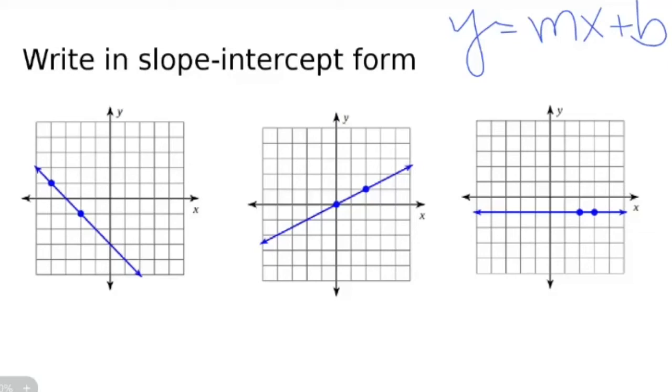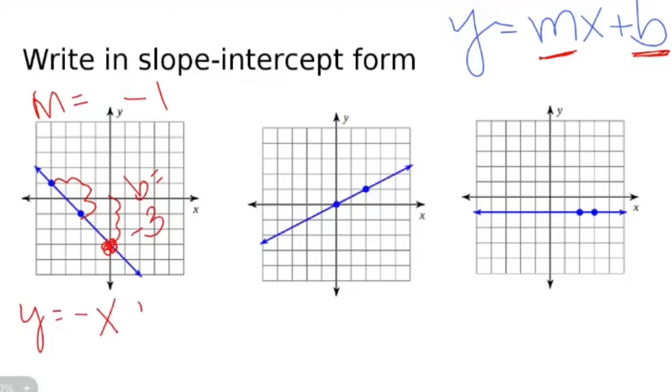So this is a negative slope because it's going up and to the left. I go up 1, 2, over 1, 2. Negative 2 over 2. What's 2 divided by 2? 1. So my slope is negative 1. That's my y-intercept. 1, 2, 3. My y-intercept is negative 3. So if my slope is negative 1 and my y-intercept is negative 3, then writing this all out, I have y equals negative x plus negative 3. So I'm just going to put minus 3.